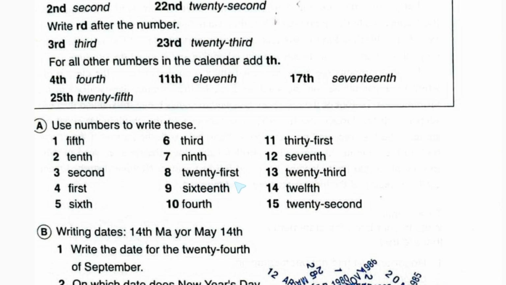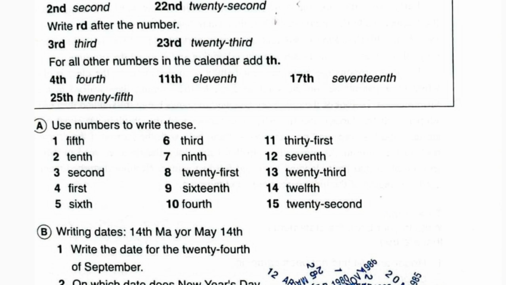21st, it will be 21st. 16th will be 16th. 4th will be 4th. 31st will be 31st. 7th will be 7th. 23rd will be 23rd. 12th, it will be 12th. 22nd will be 22nd.